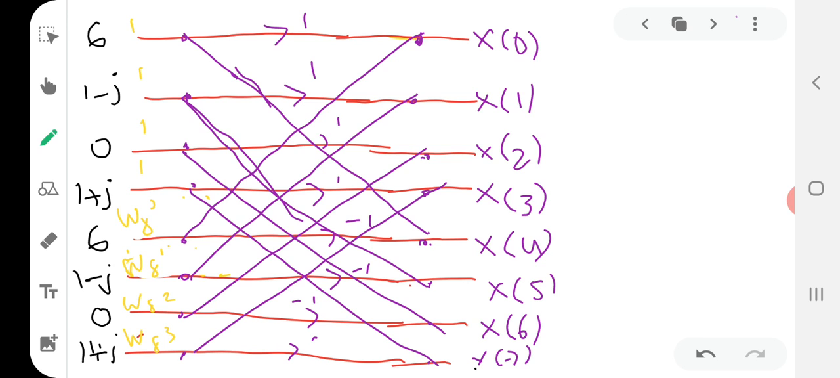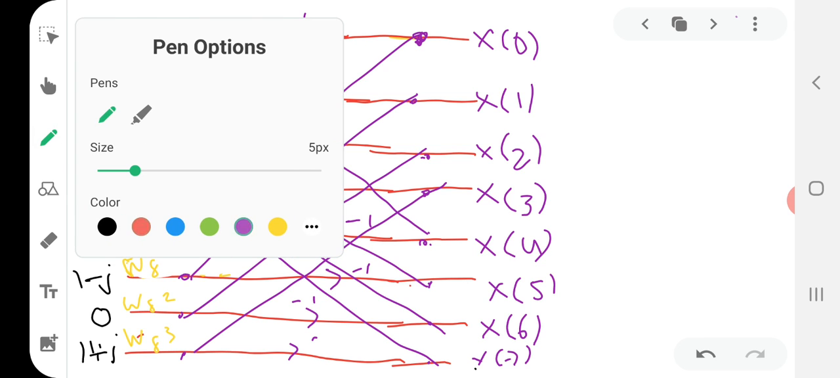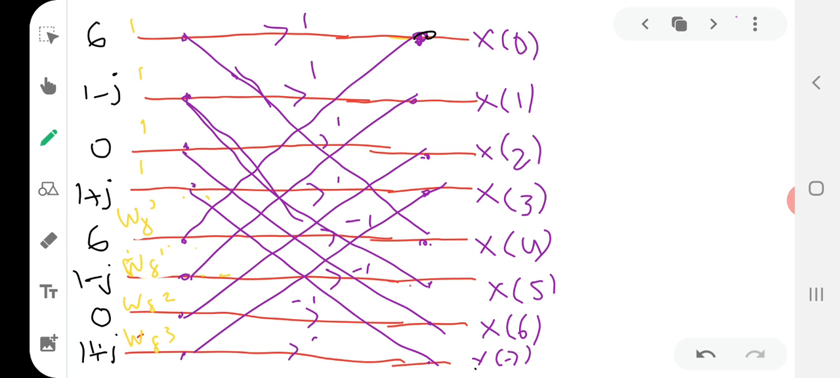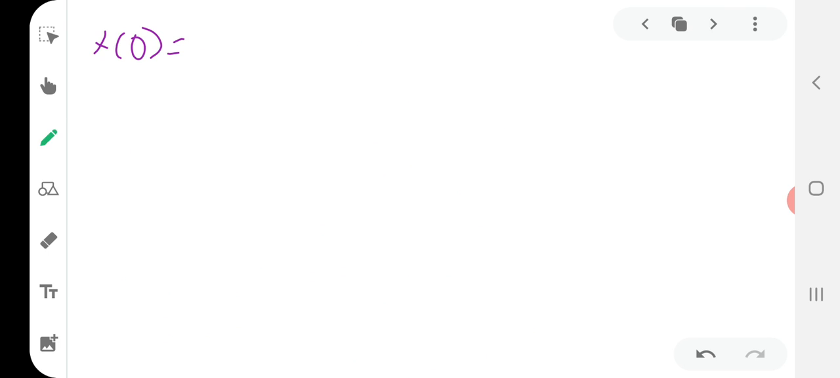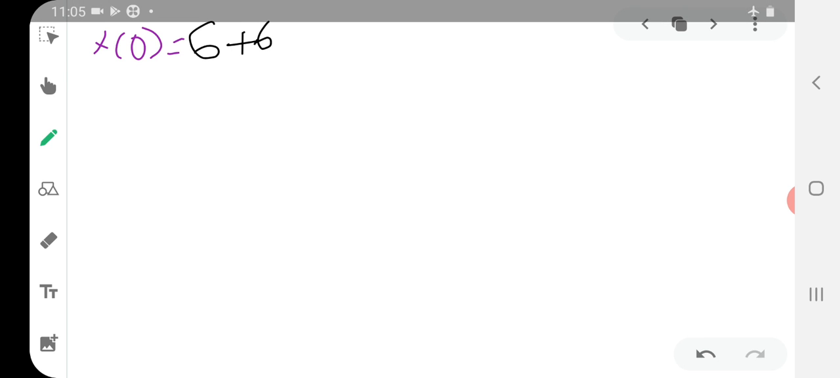Then what is the value of x of 0? We will find x of 0, that is this point. x of 0 is equal to 1 into 1 plus, what is the value of W8 raised to 0? It will be 1, that's why we can write 1 plus 1. Okay, sorry, this is 6. That's why we can write 6 into 1, 6, plus here also 6, the value will be 6. So 6 into 1, 6 plus 6, that is equal to 12.